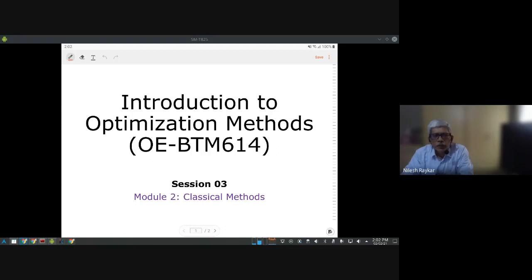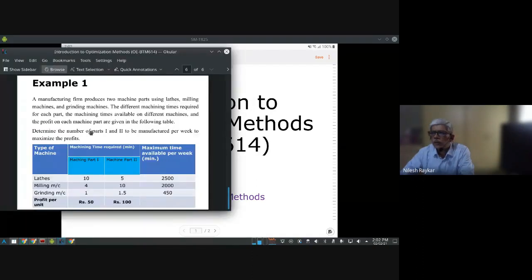So before we do that, we had some small tail end of the graphical method problem left from previous class. So we'll complete that. To recap the problem, we solved this problem using graphical methods. So you had two machine parts to be manufactured, and part number one gives you profit of 50 rupees per unit. Second part gives you 100 rupees per unit.